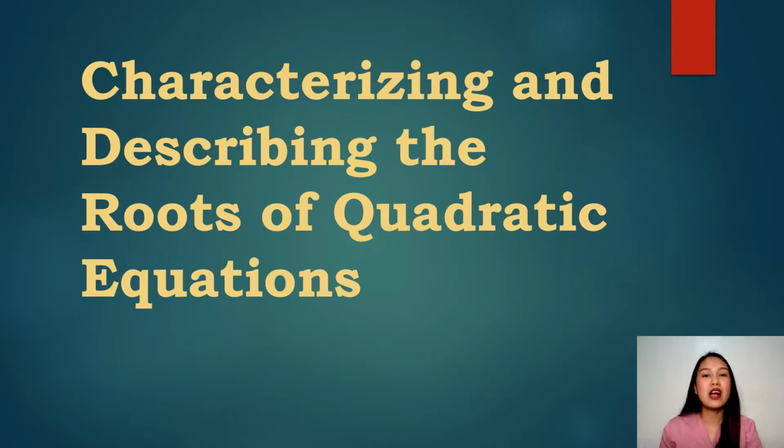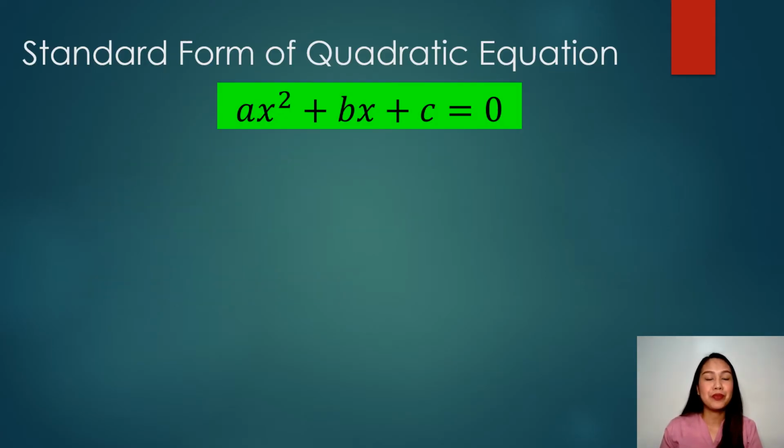We have characterizing and describing the roots of quadratic equation. So let's have first a quick recap of what we have discussed last week. This is the standard form of quadratic equation. It's ax squared plus bx plus c is equal to 0. So the key point here is you have to identify the numerical coefficients for each term, a, b, and c.